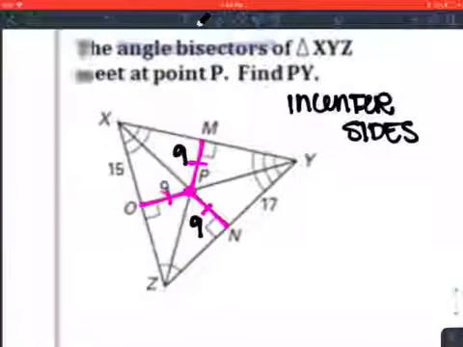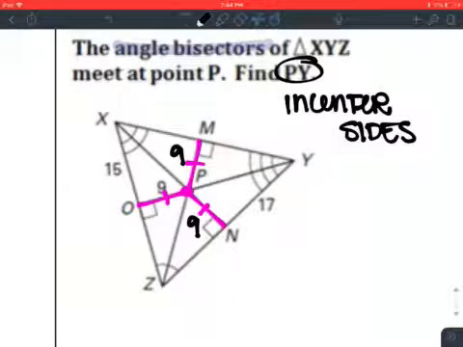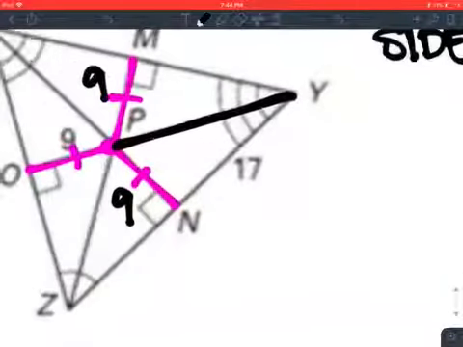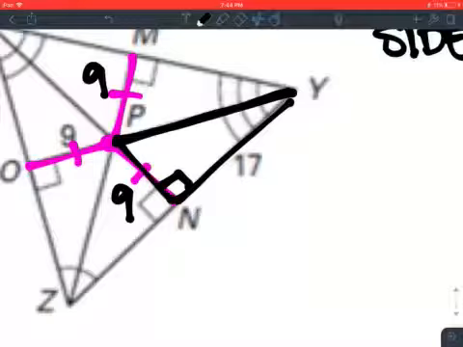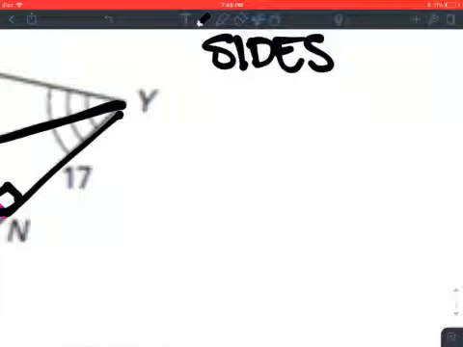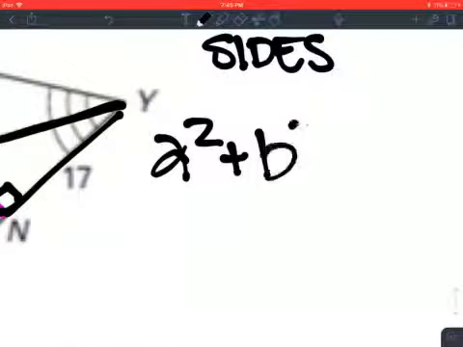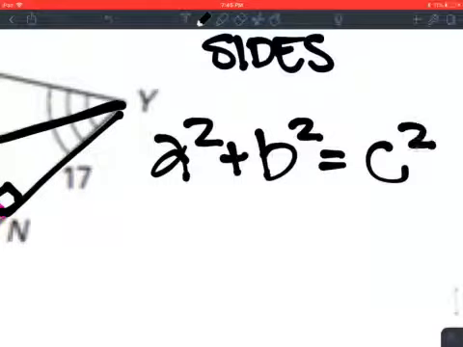Now the question is asking us to find PY. So what we're looking for is this side length here. And what I want us to focus on is actually this triangle. The reason why we're focusing on this triangle is it first contains PY, but it's also a right triangle, and we have 2 side lengths. We have the 9 and the 17. And what we're trying to find is the hypotenuse of that right triangle because it's the one across from the right angle. And so what we're going to use is Pythag, which is a squared plus b squared is equal to c squared.